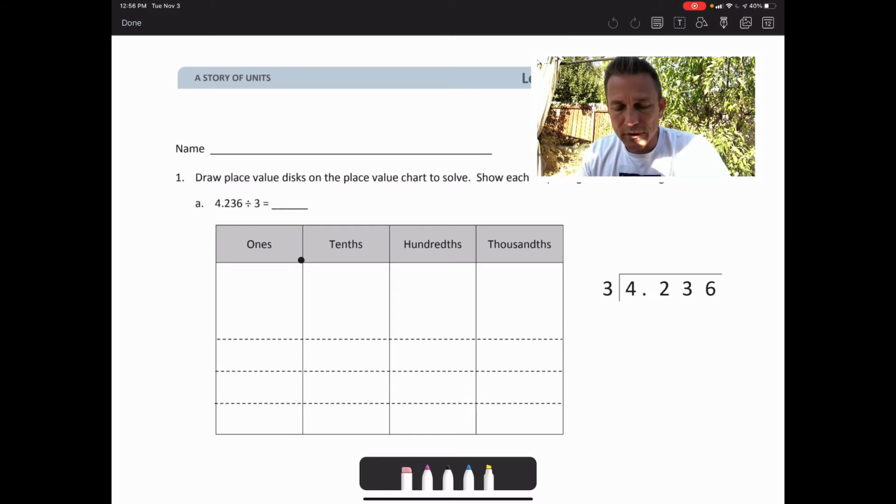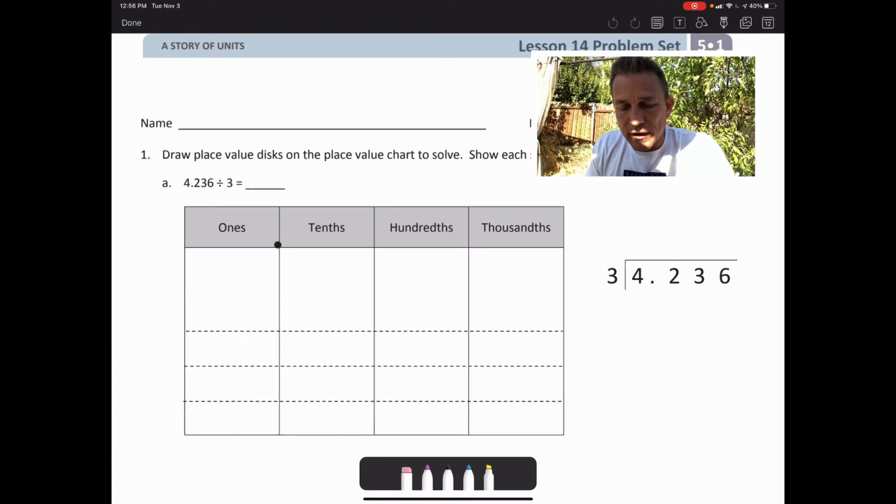And so, let's just get started, and we'll look at A, and A says 4 and 236 thousandths divided by 3. So what we're going to do is put our dividend in this area here in the place value chart using the place value discs. So there are 4 ones. There are 2 tenths. There are 3 hundredths and 6 thousandths.